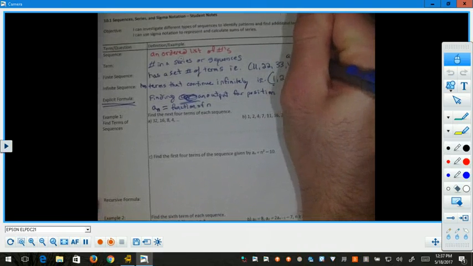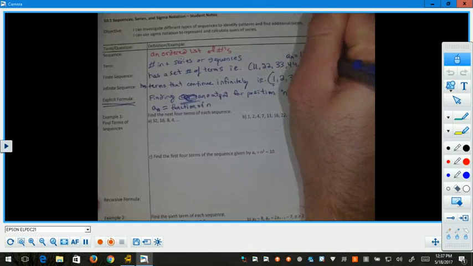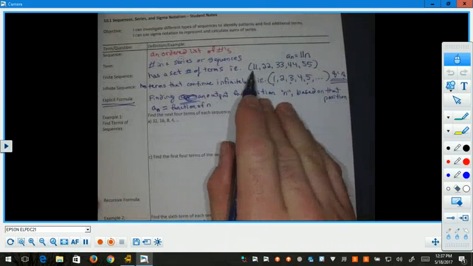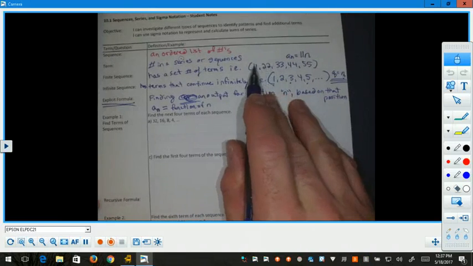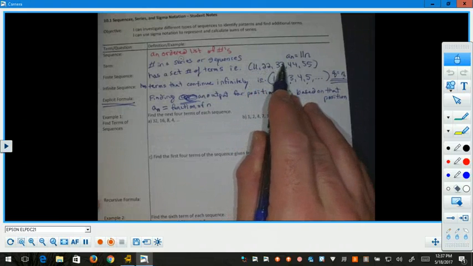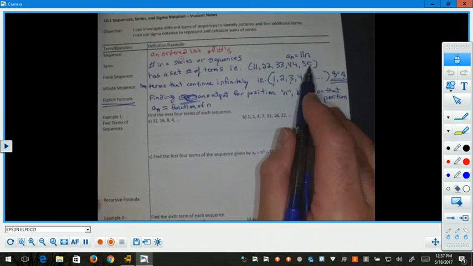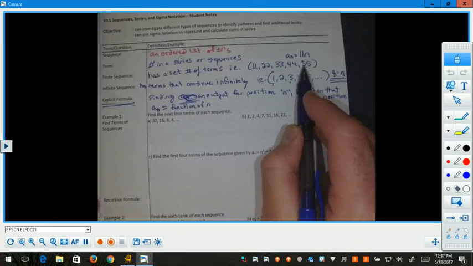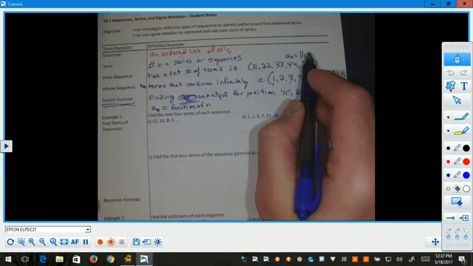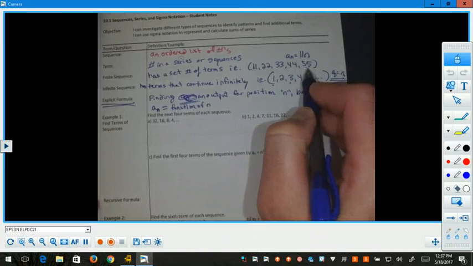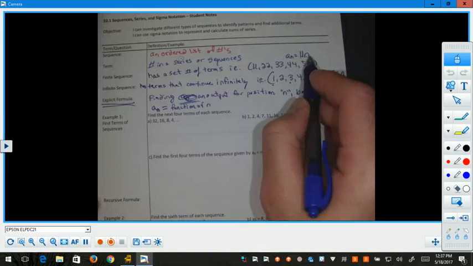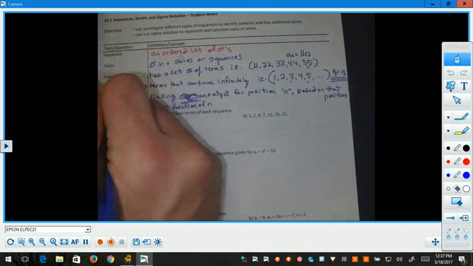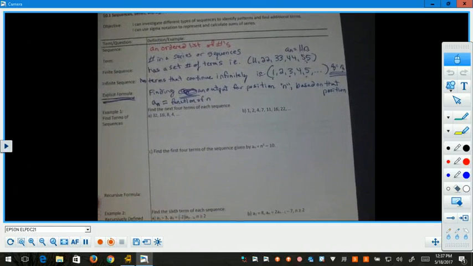For this one, it would be a little bit different. This one, the explicit rule would be a sub n equals 11n. So without even knowing the rest of these numbers and seeing the pattern as I go left to right, I would just say, you want the fifth term? Just plug it in here. 11 times 5 is 55. You want the third term? Plug a 3 in here. 11 times 3 is 33. So that's how the explicit formula works.